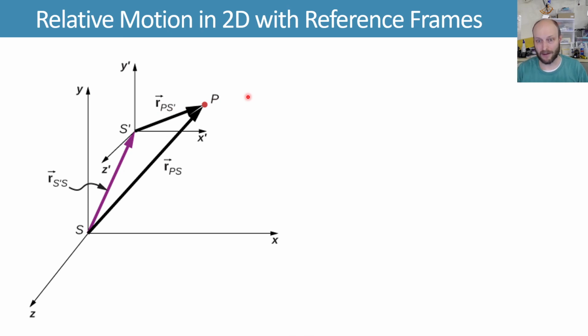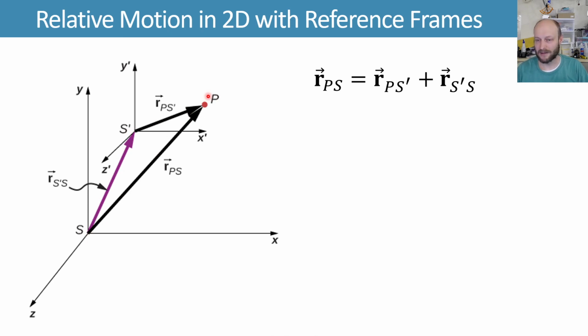So if I want to relate those, as long as I know the position of this S prime coordinate system with respect to that original S coordinate system, so the position of S prime with respect to S, then I can relate these and say that my position of P with respect to S is going to equal my position of P with respect to S prime plus my position of S prime with respect to S. And you can kind of see that vector-wise, add up these two vectors, and you end up with this resulting vector.